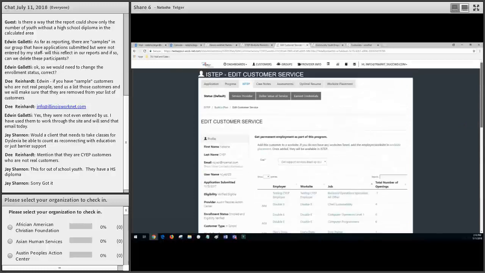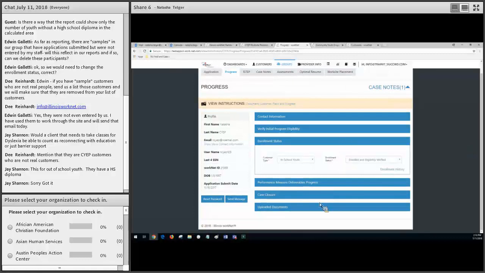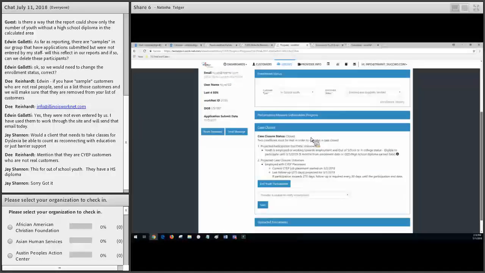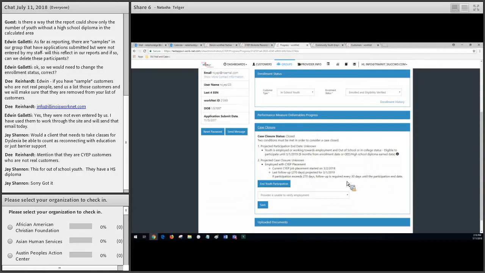And then we have the case closure section. Let's see here. On the progress page. And so this is what it's looking for. When the case is closed, it'll be looking for whether they have verified unsubsidized employment at the time of case closure. And so case closure is this section right here.